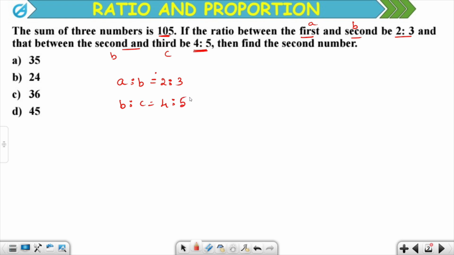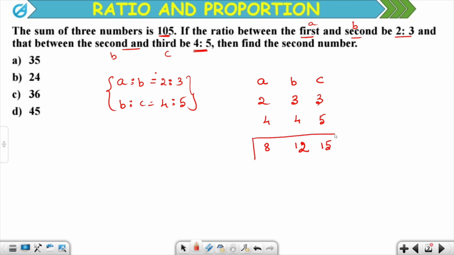First you need to find the ratio of A, B and C. If you don't know how to find the ratio of A, B, C, we have made a video on how to find the ratios, so just refer to that video. I'll give that link in the description. See how to write the A, B, C ratios: 2, 3, 3, and here 4, 4 and 5. So the ratio of A is 8, then 12, then 15. The ratio of A, B, C is 8 is to 12 is to 15.